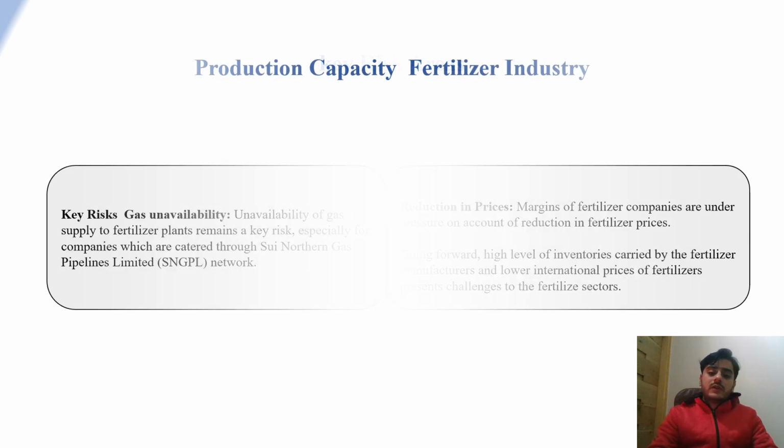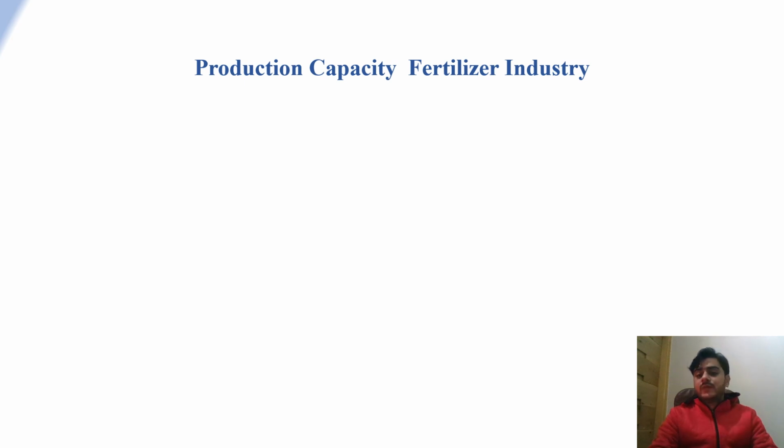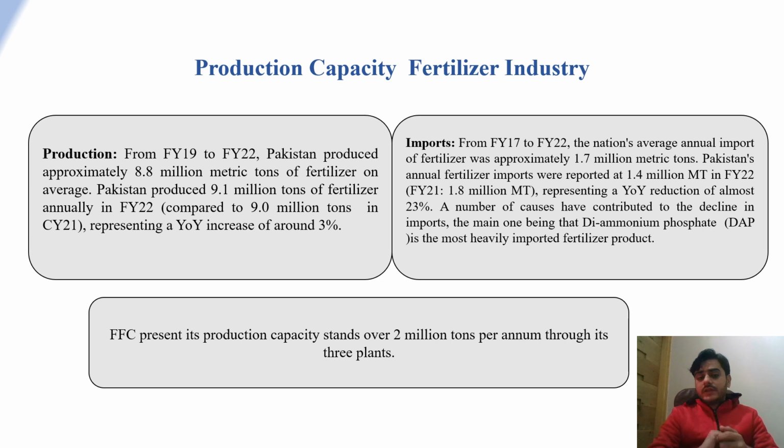Moving on to the production capacity of the fertilizer industry and Fauji Fertilizer Company. The overall industry production capacity in Pakistan, for fiscal years 2019 to 2022: Pakistan produced an average of approximately 8.8 million metric tons over these five years. In 2022 Pakistan produced 9.1 million tons of fertilizer annually, compared with 9.0 million tons in fiscal year 2021. This represents a year-to-year increase, a positive indicator of Pakistan's increased capacity to produce fertilizer.